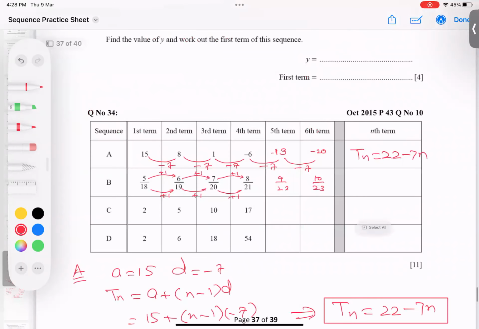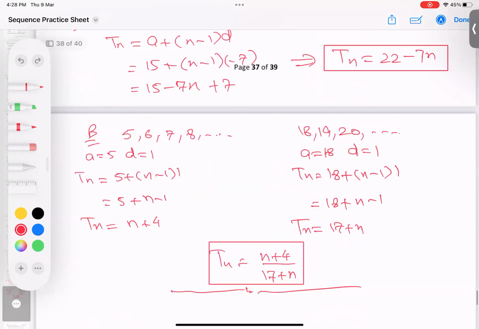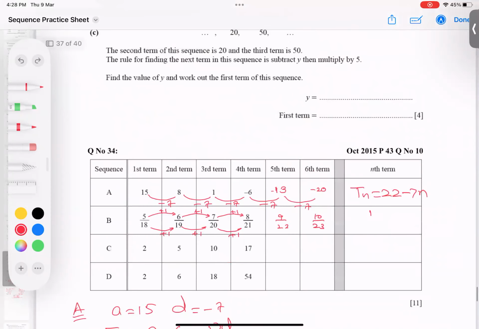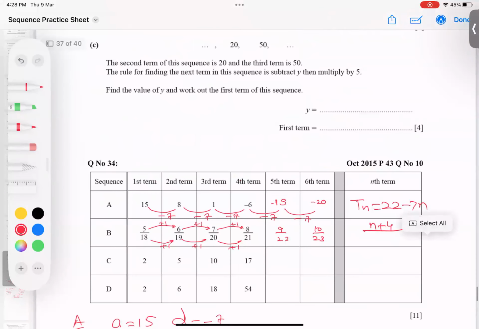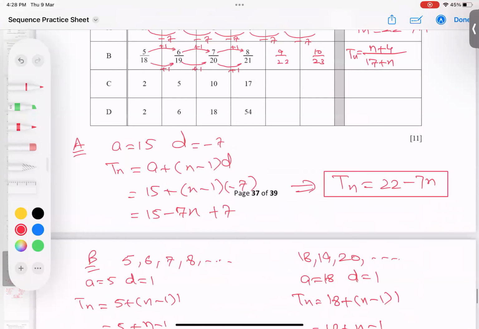Now sequence A is finished, sequence B is finished. And this answer is n plus 4 over 17 plus n. Although there is no need to write it the way I'm writing now. 17 plus n. This is our answer for the nth term. Okay, let's talk about the next sequence.